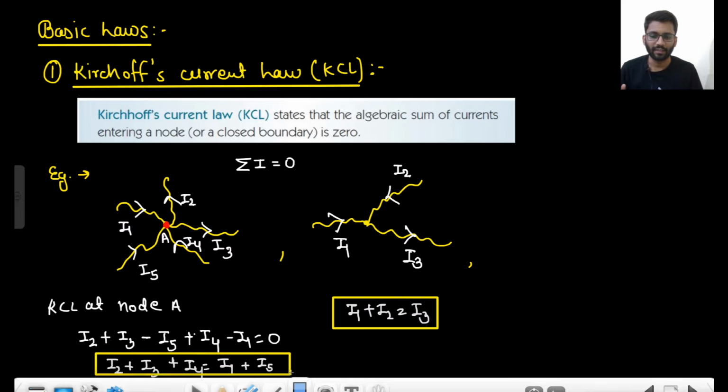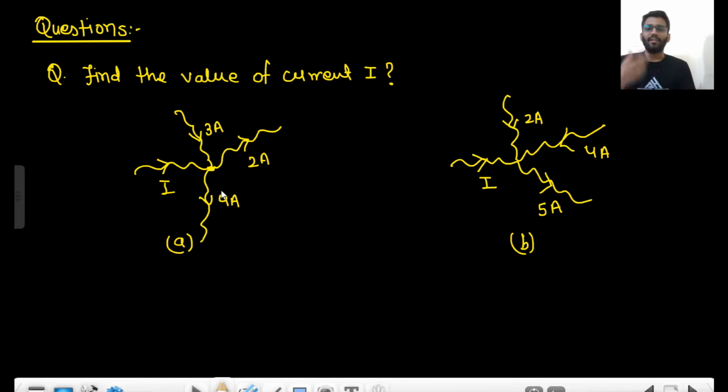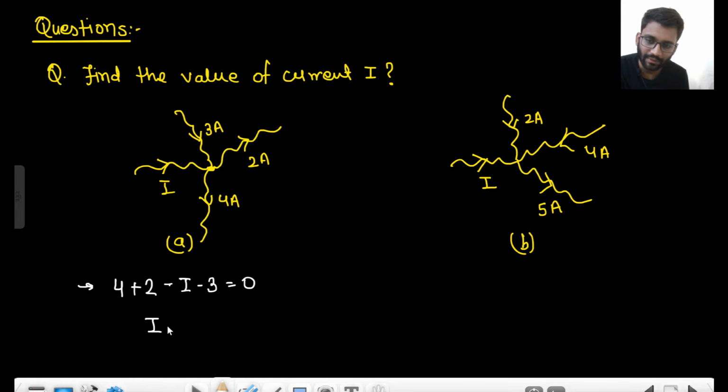Now we will study KVL. Very basic it is, right? I guess we will see some example here. Let's solve this example. You need to tell me the value of I. So what we will do? Outgoing current as positive, 4 plus 2. Incoming current as negative. What is incoming current? Minus I minus 3 equals to 0. So what will be the value of I? I will be 3 ampere.